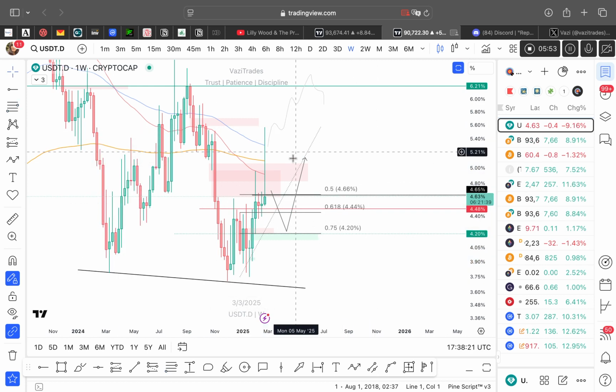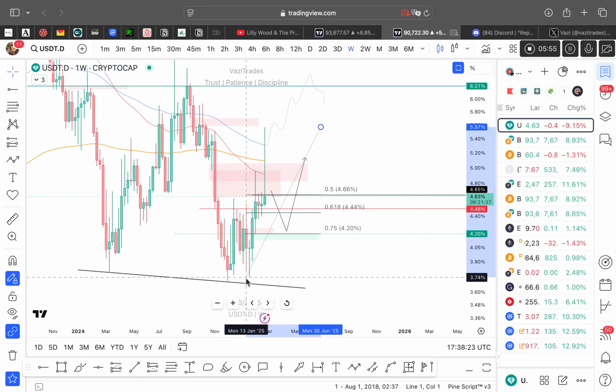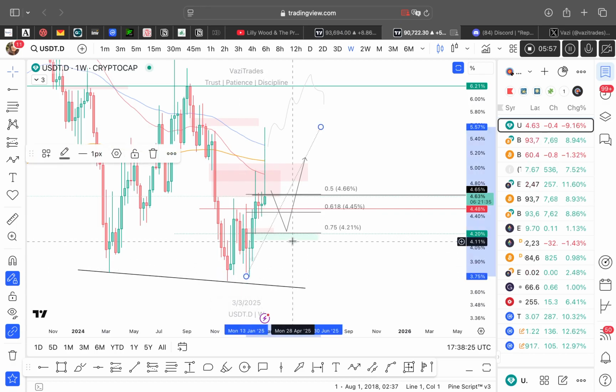Oh, look how it works. Interesting. I always wonder how this Fibonacci works. I told you we have here a weekly FVG, and it comes right to the 0.75 Fib level. So keep in mind that this is going to be the next very strong support level, which means now let's go to Bitcoin.